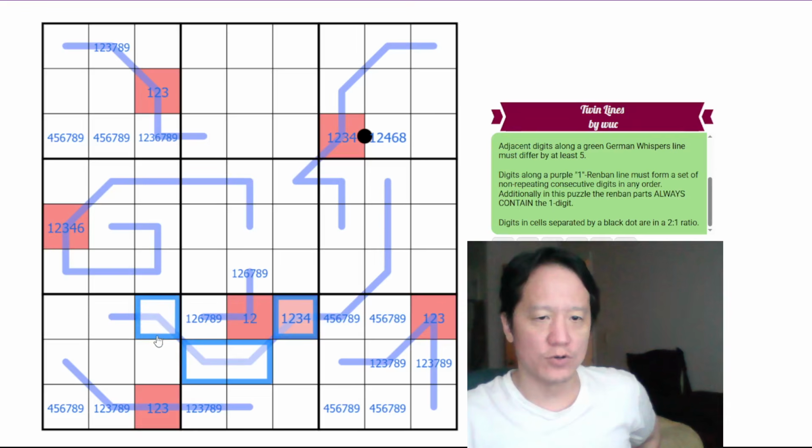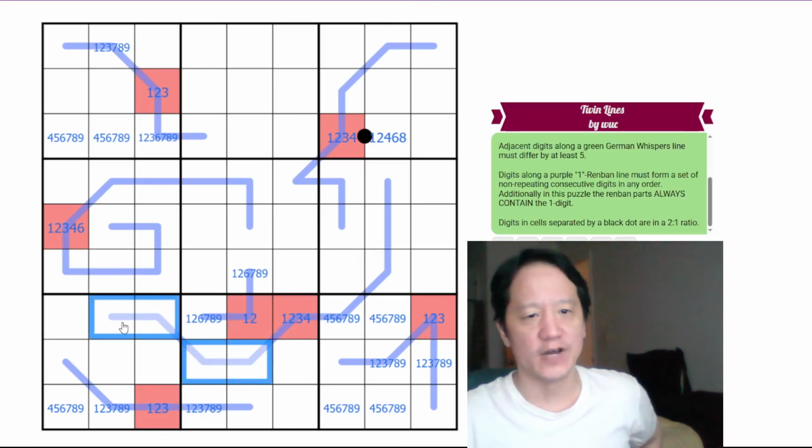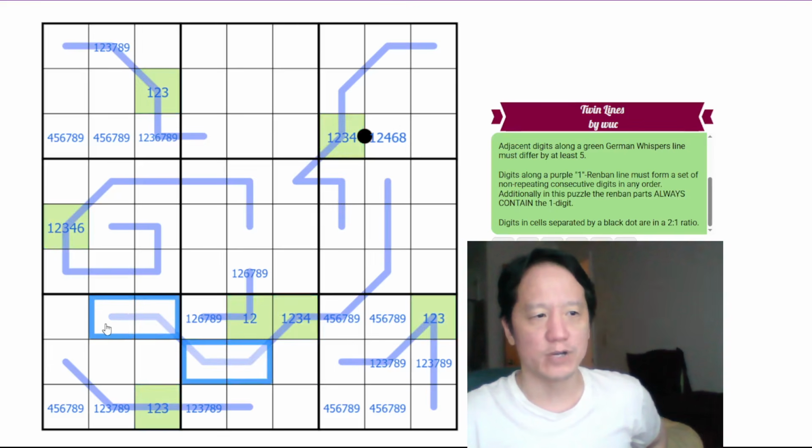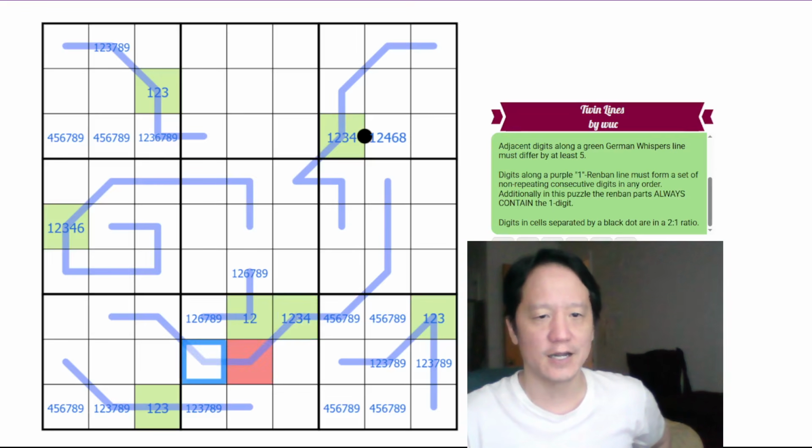If this were the Renban, it would have to be 1 through 5, and this cell sees all of that. So this cannot be the Renban here. Let's make the middles green. So this has to be low here. This cannot be the Renban because it would be 1 through 5 and would eliminate all possibilities for that cell there. So this is low, which makes this high. This is low, which makes this high, and therefore that's low there.